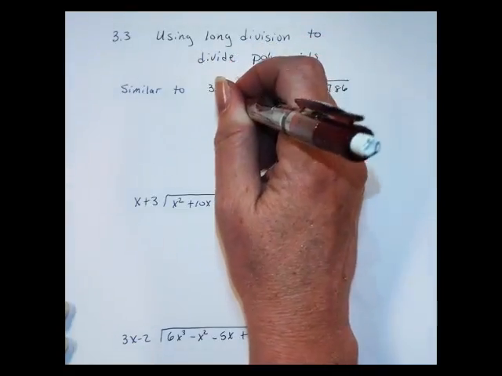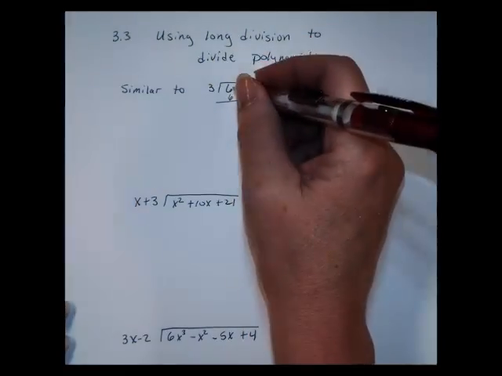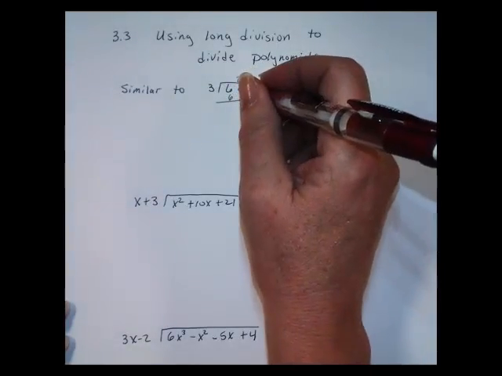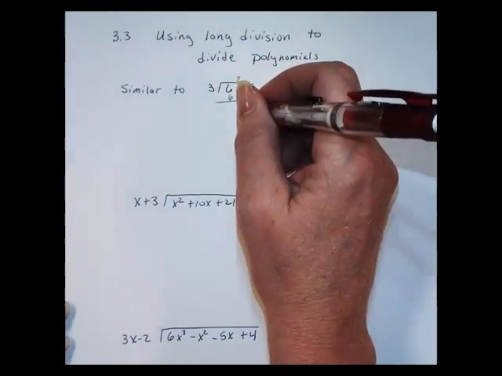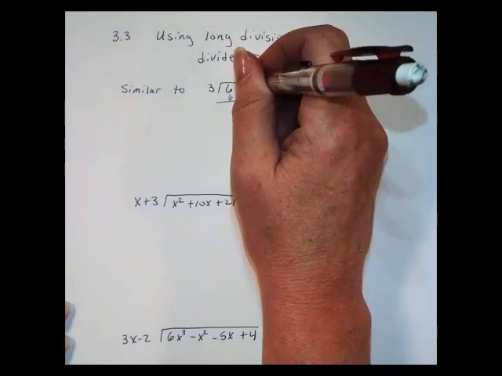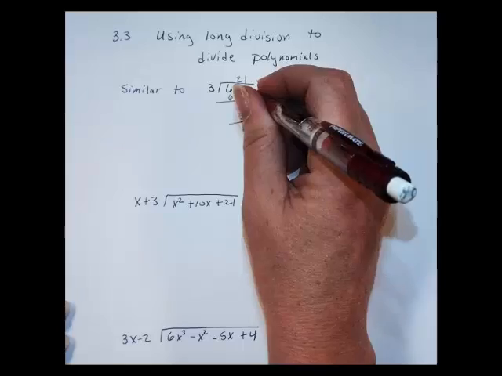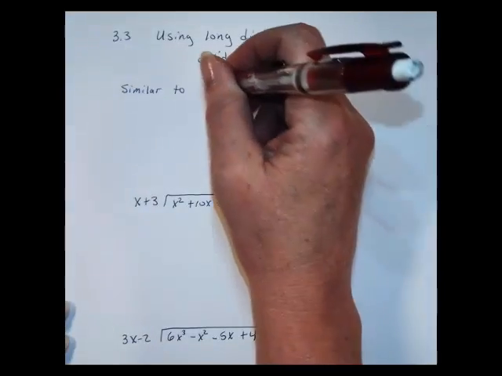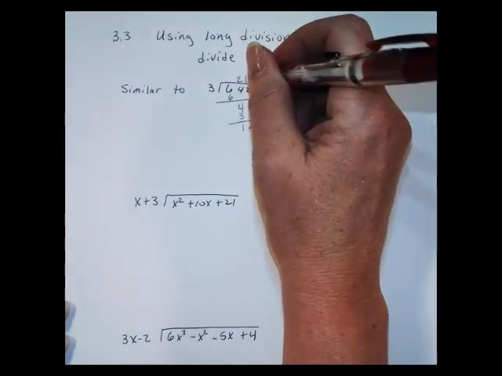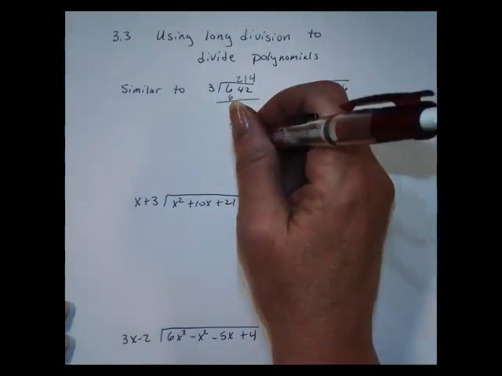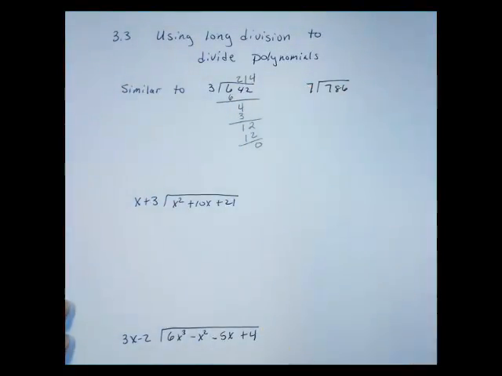So 2 times 3 is 6. We're drawing the line there, and we knew that canceled. And then we brought down the 4. And 3 goes into 4 1 time. 1 times 3 is 3. The remainder of that is 1. Bring down the next number, which is 2, making 12. 3 goes into 12 4 times. 3 times 4 is 12, and we knew that became 0.